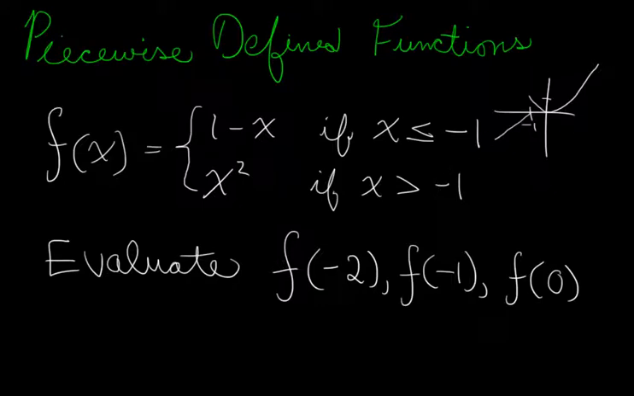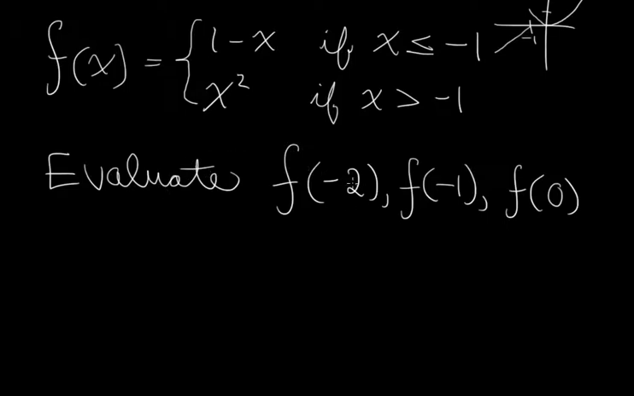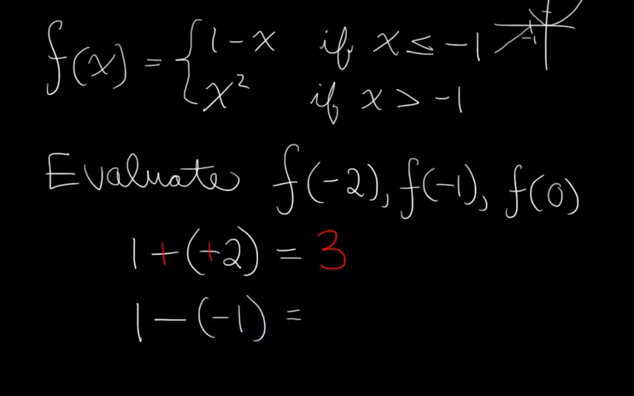So let's evaluate this. Okay, f of negative 2. Well, negative 2 is less than or equal to negative 1, so we're going to use this case of f of x. So we plug in negative 2, and that's just 1 plus 2, so 1 plus 2 is 3. Okie dokie. F of negative 1. Negative 1 is equal to negative 1 here, so we're going to use the top case again. So 1 minus negative 1, and minus minus is just a plus, so 1 plus 1 is 2.